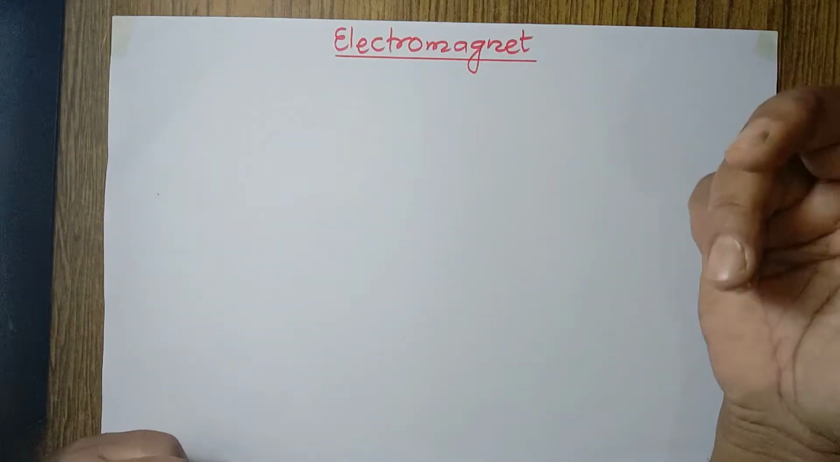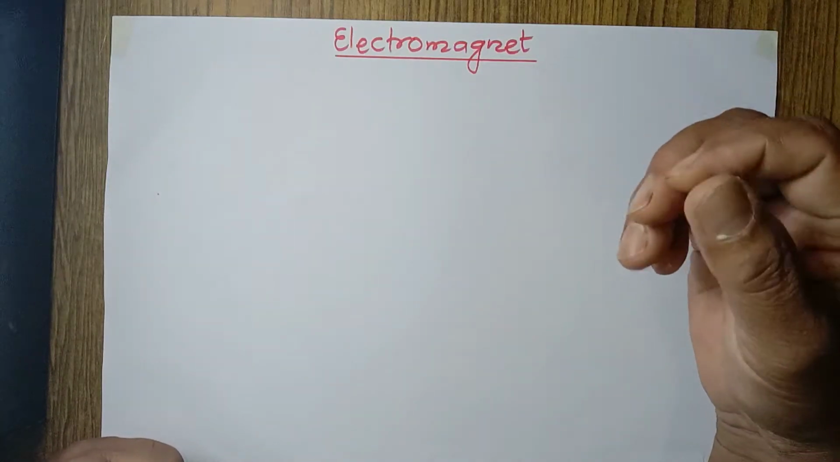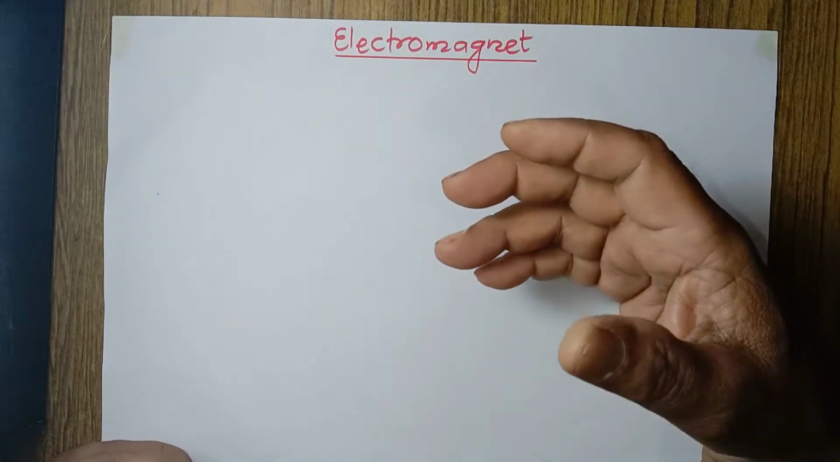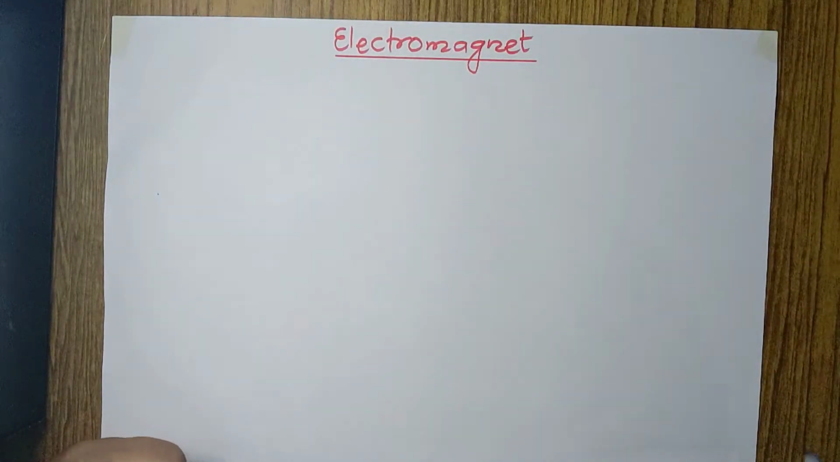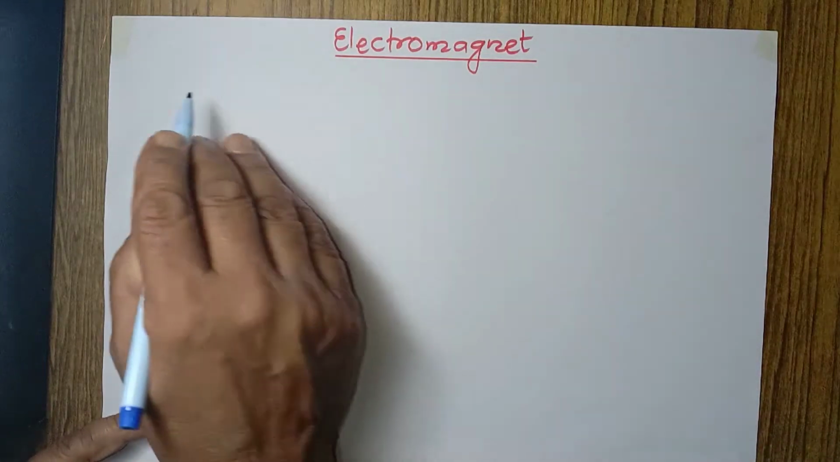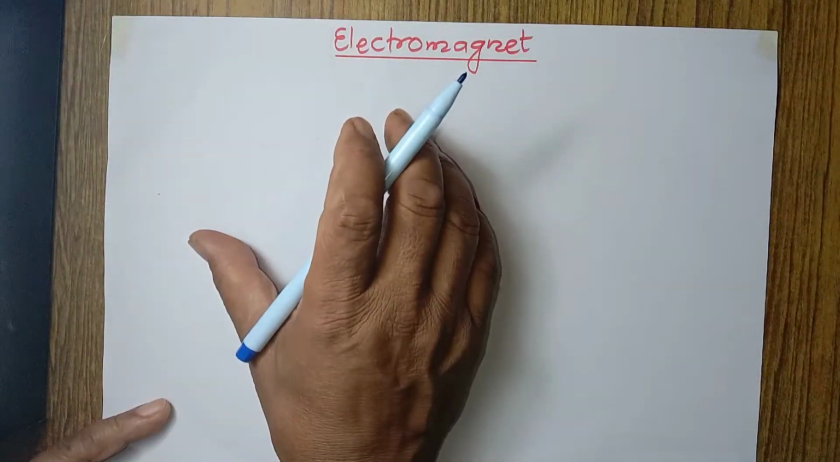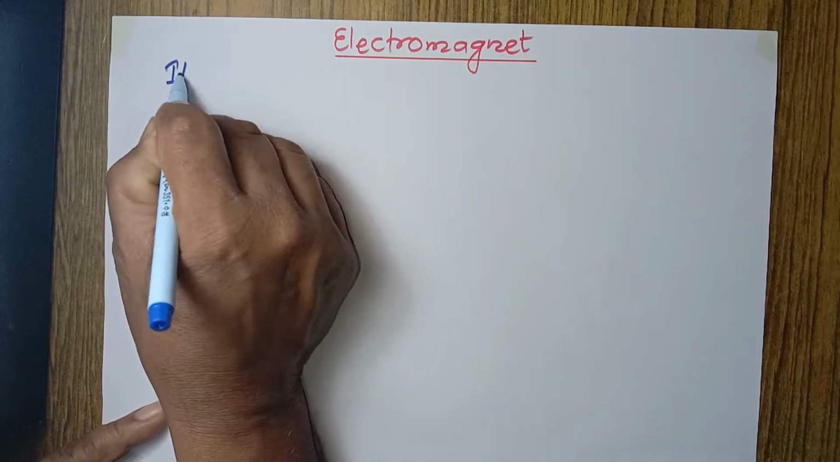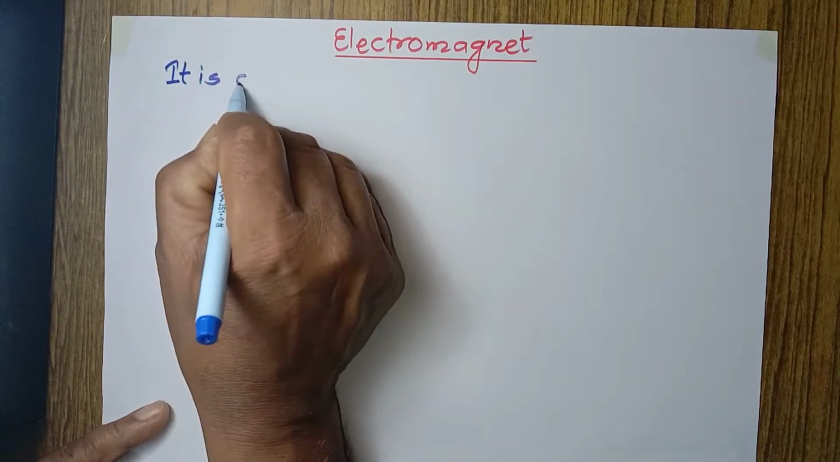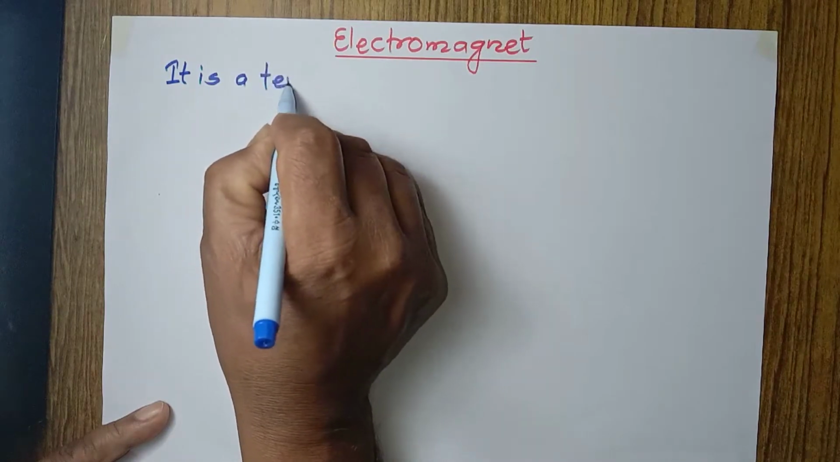What is electromagnet? Today we are going to focus on electromagnet. What is it and how is it made? Okay, electromagnet can be defined like this. It is a temporary magnet. Electromagnet, we can say what? It is a temporary magnet.